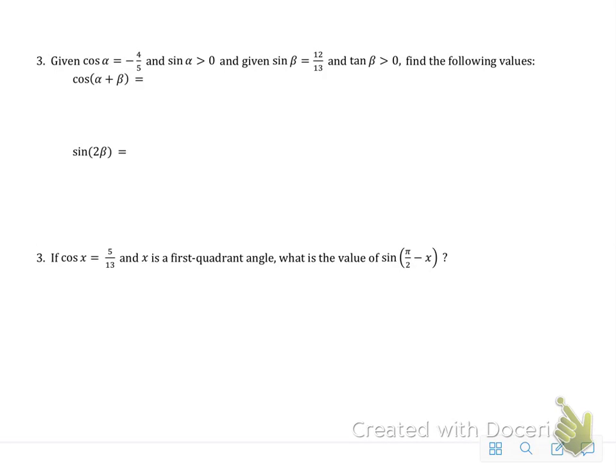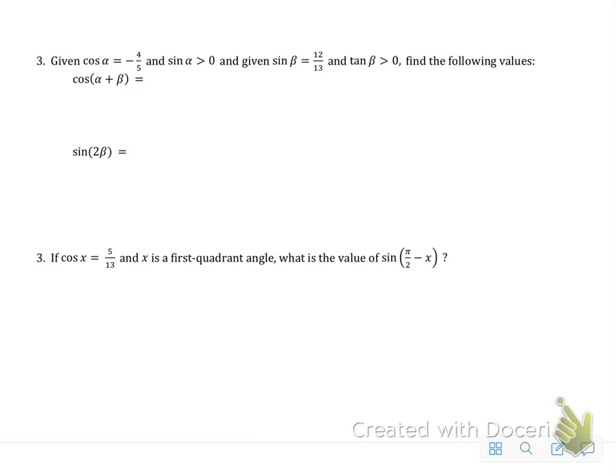Okay, so this recording is for Unit 4, Test 1, Review Analytic Trigonometry, and we're going to be looking at problems 3. There happen to be two problem 3s, so we'll do the first one first. Okay, so we're given cosine of alpha equals -4/5, and the sine of beta equals 12/13.